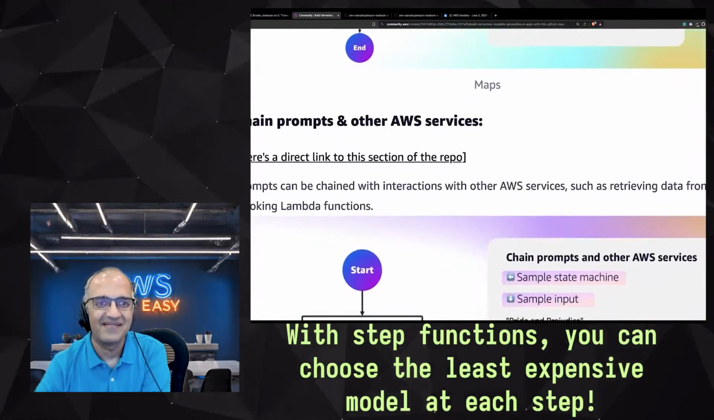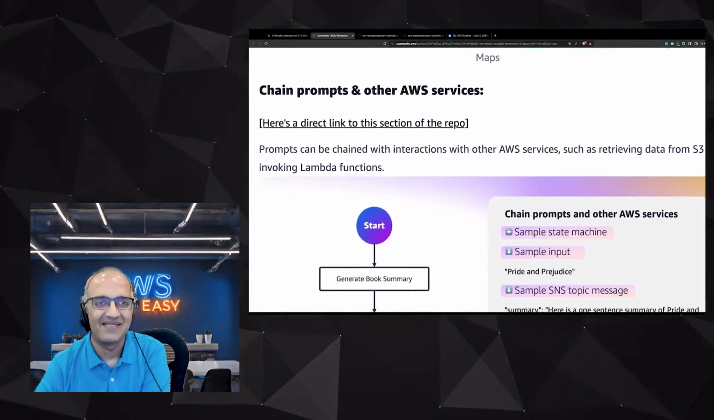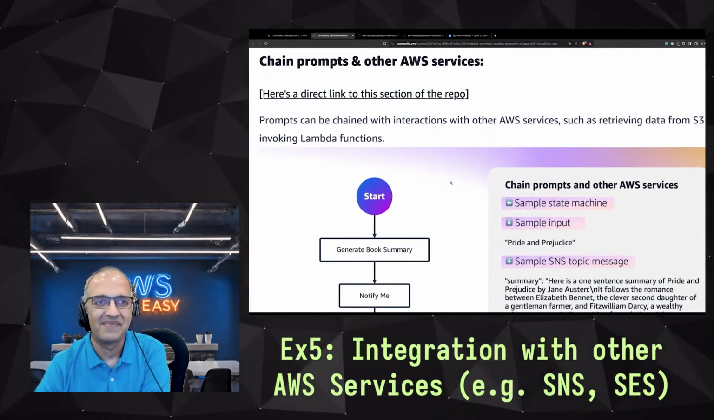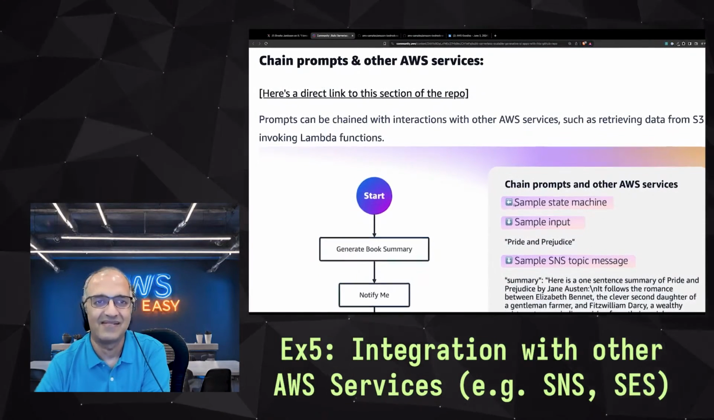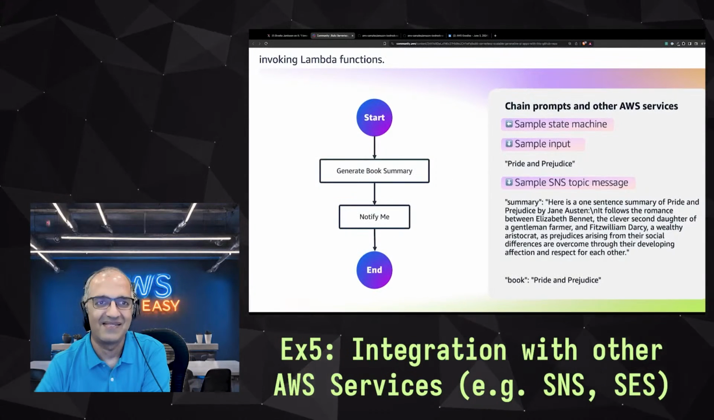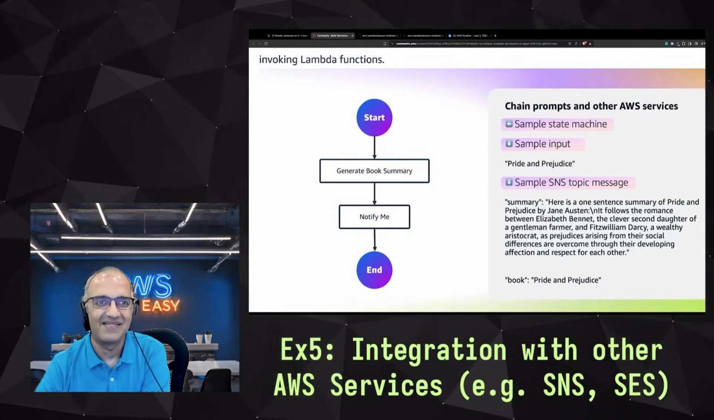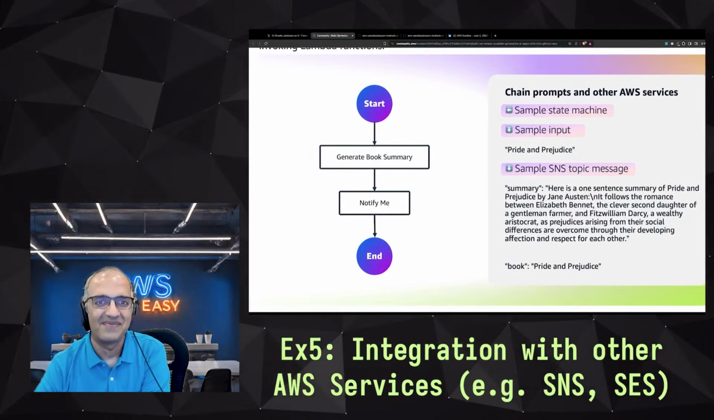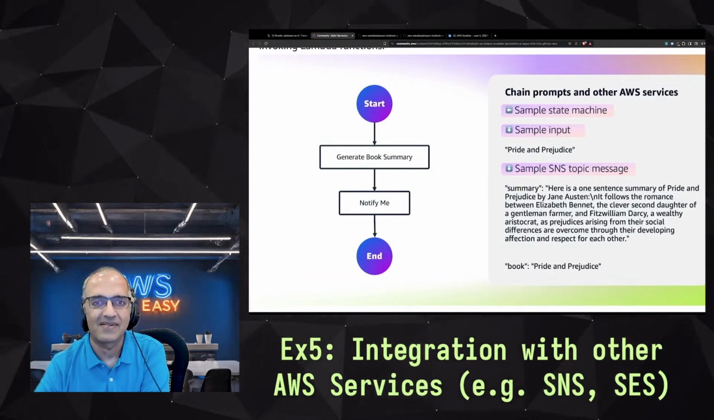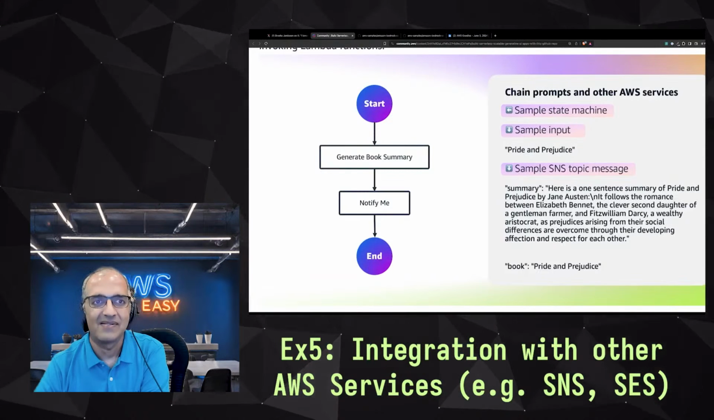Let's see what other. Okay, here's where they're talking about prompts being chained with interactions with other AWS services, like retrieving data from S3 or invoking Lambda functions. So this is cool. Okay, you can get an SNS topic of this. So where do you see these use cases being, and how would you compare and contrast this with integrating it into LangChain?